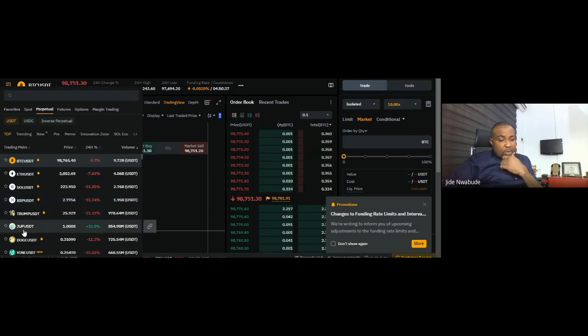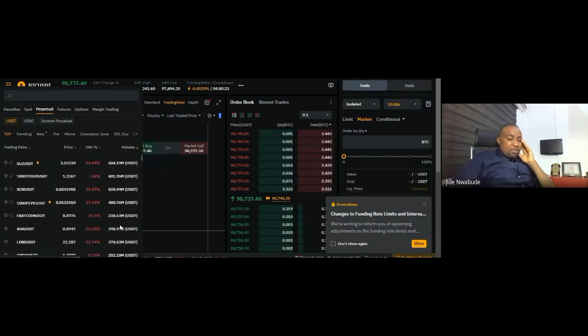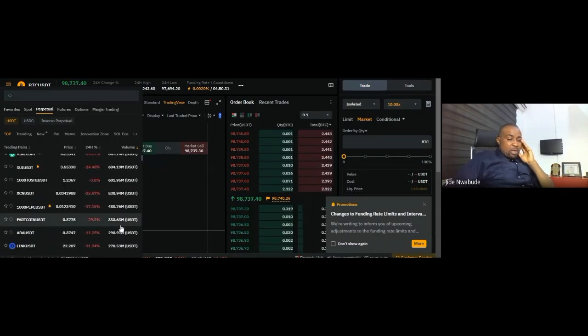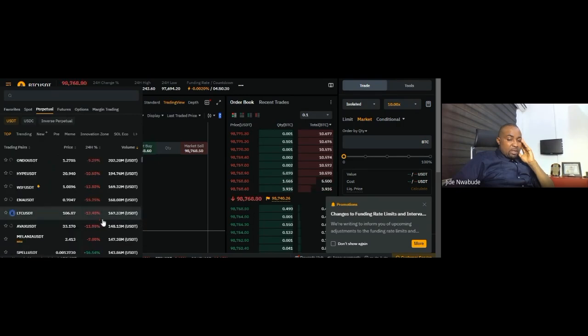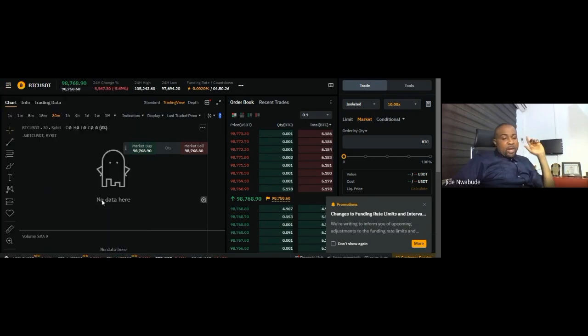But Jupiter has increased by 10.4%. Some asset has done about 16%. Is it Pi Penny? Okay, this has done about 16%. But again, my advice would be to trade more established coins. That's the word: trade more established coins. Otherwise, you are only trading based on your speculation.